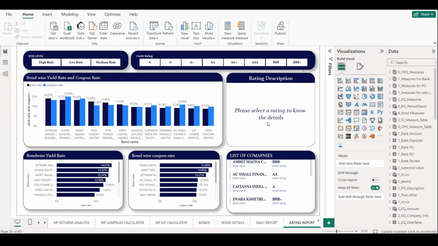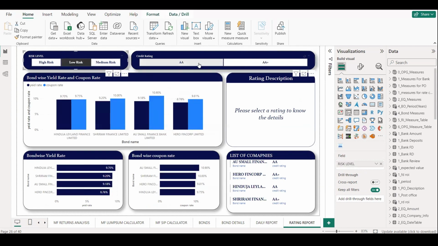Yeah, this is a rating report. Like I mentioned earlier, all bonds have some kind of rating assigned to them. If it's a low risk bond, then most probably the rating would be A, double A, triple A, A plus, etc. Everything above double A would be categorized as a low risk bond. It offers a relatively lesser coupon rate or yield rate, but its risk is much less compared to the higher risk or medium risk bonds.